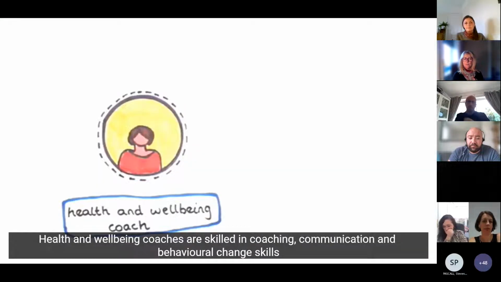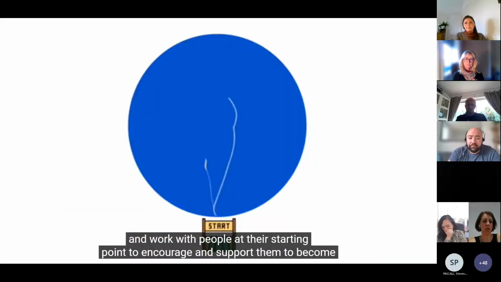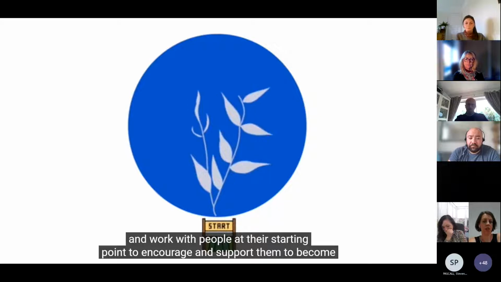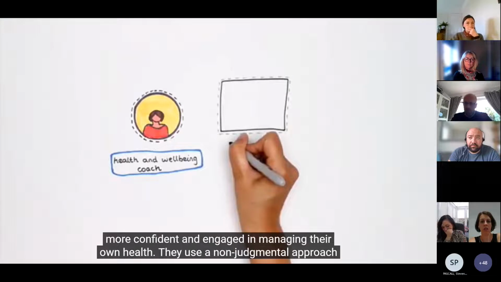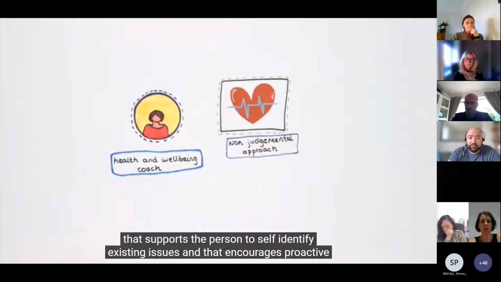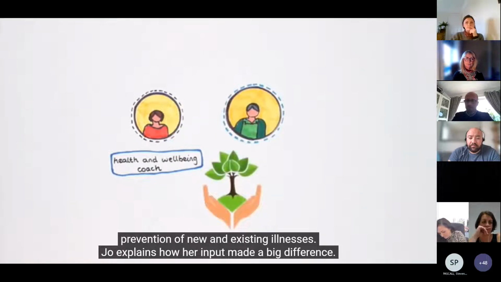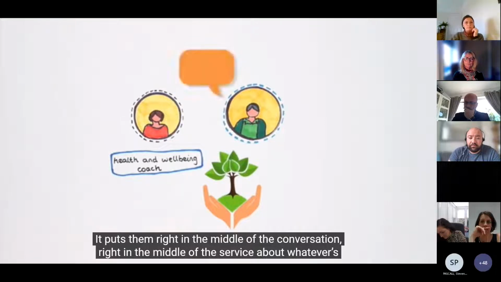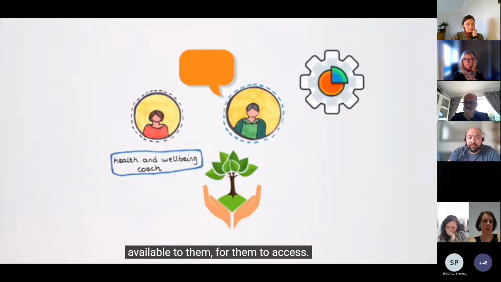Health and wellbeing coaches are skilled in coaching, communication, and behavioural change skills, and work with people at their starting point to encourage and support them to become more confident and engaged in managing their own health. They use a non-judgmental approach that supports the person to self-identify existing issues, and that encourages proactive prevention of new and existing illnesses. Jo explains how her input made a big difference. Puts them right in the middle of the conversation, right in the middle of the service about whatever's available to them for them to access.